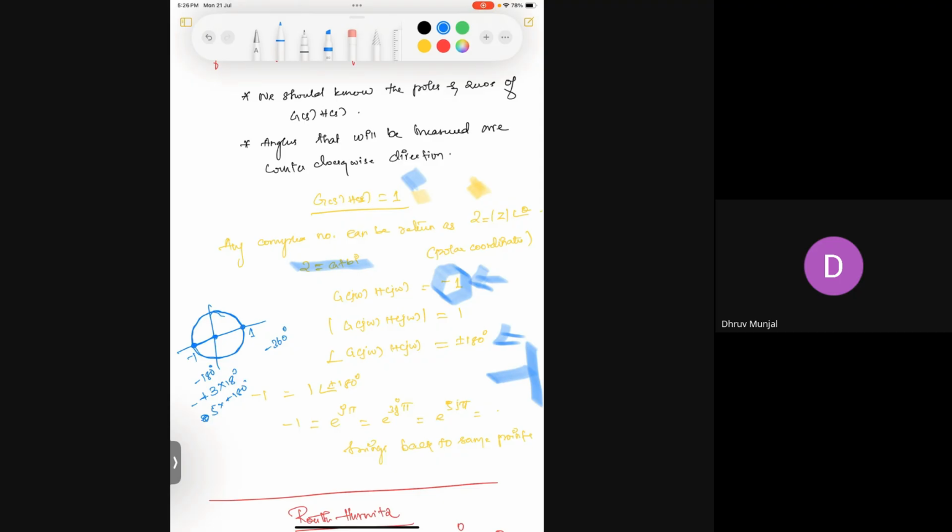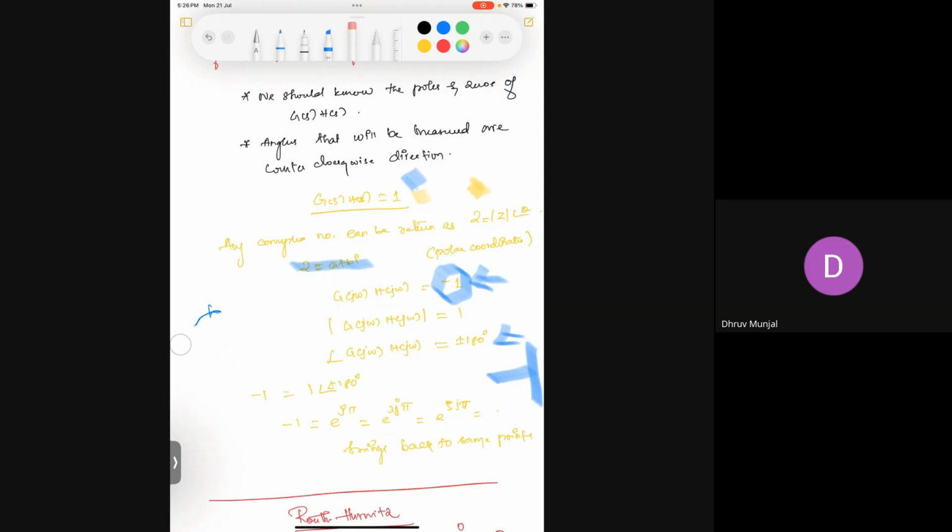For all even multiples of 180 degrees, that is plus 180 degrees, 2 into 4 into 6 into, you will reach this one point. So we want only -1. According to our characteristic equation, G into H is equal to -1, not 1. So we are interested only in -180 degrees. That's why we are considering this.